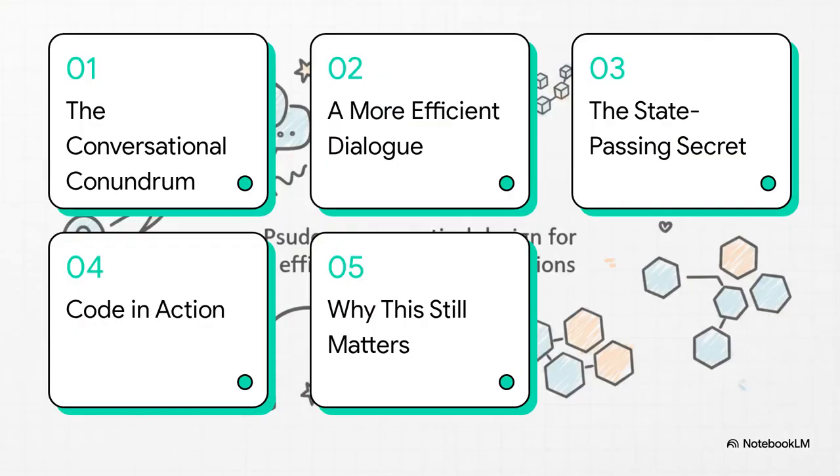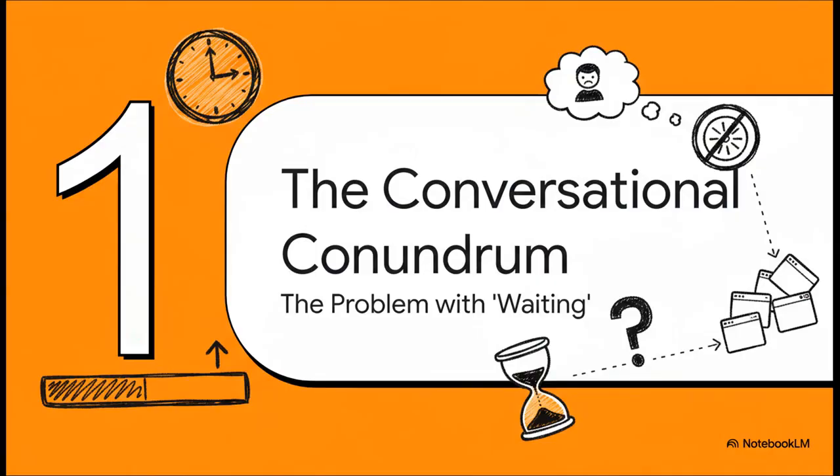Here's how we're going to break it down. We'll start with the problem, what I'm calling the conversational conundrum. Then we'll look at the elegant solution, uncover the secret that makes it all possible, peek at some actual code, and then, this is the fun part, we'll see why this old idea is still a huge deal. Okay, first up, the conversational conundrum.